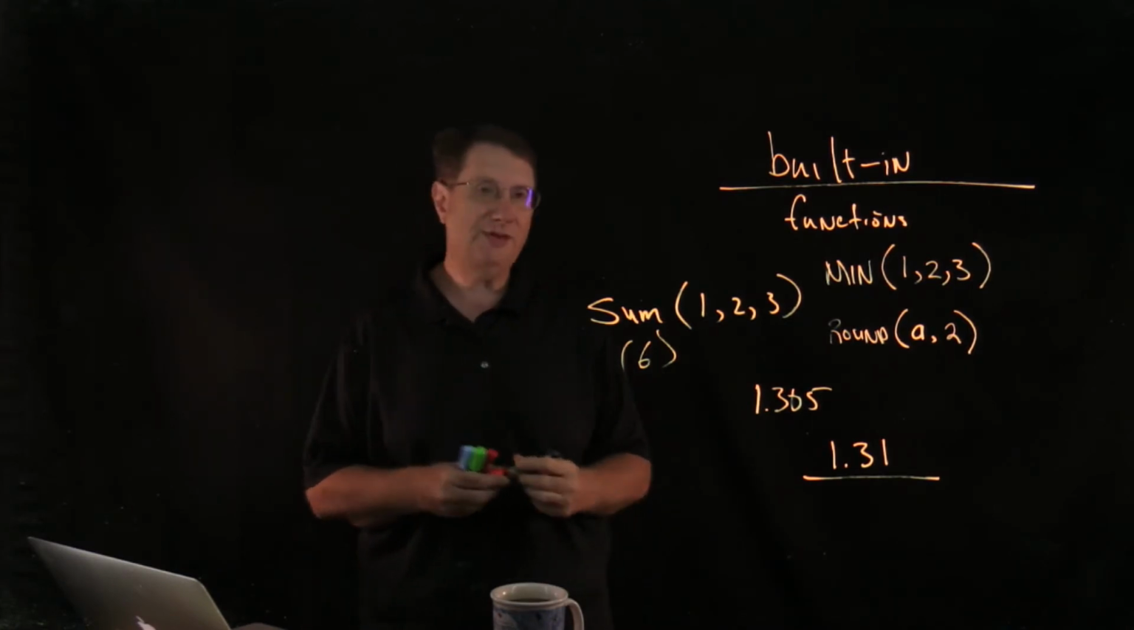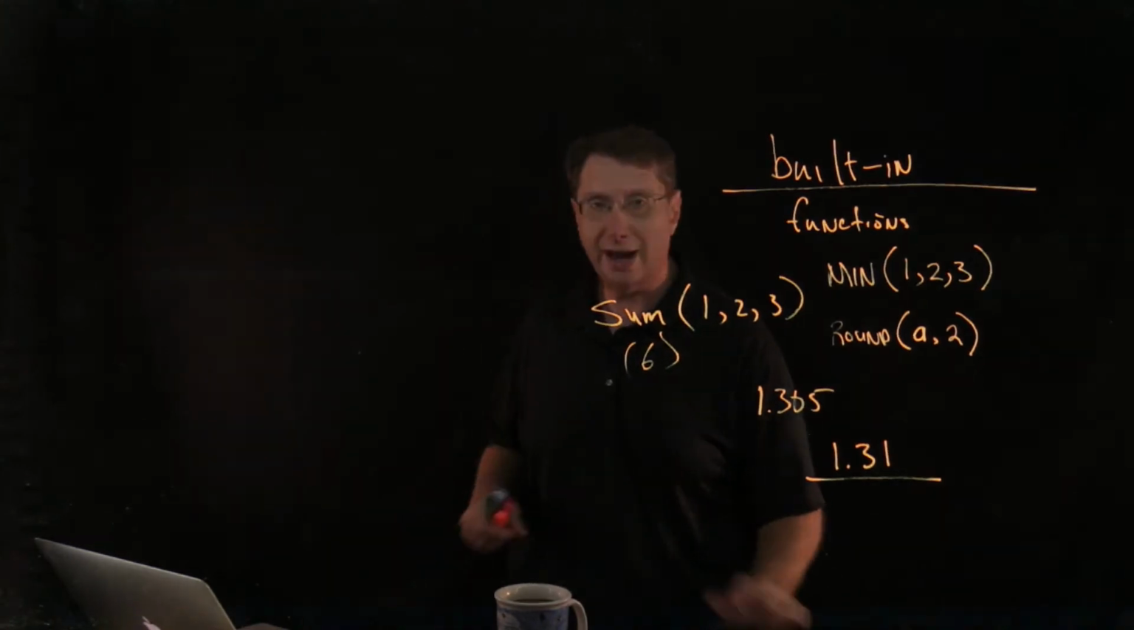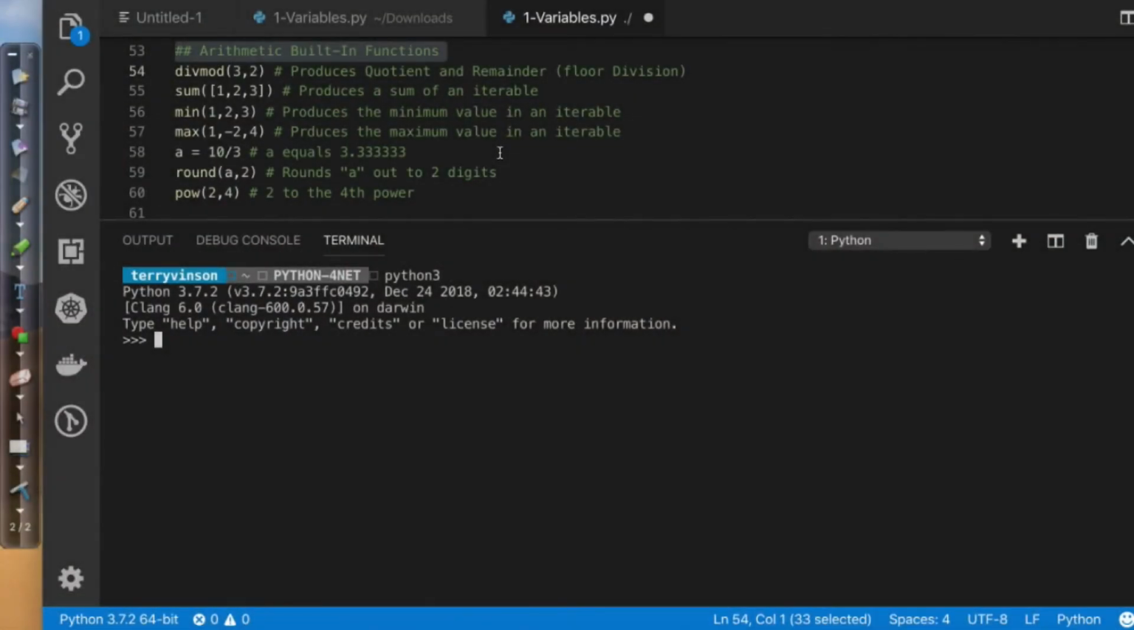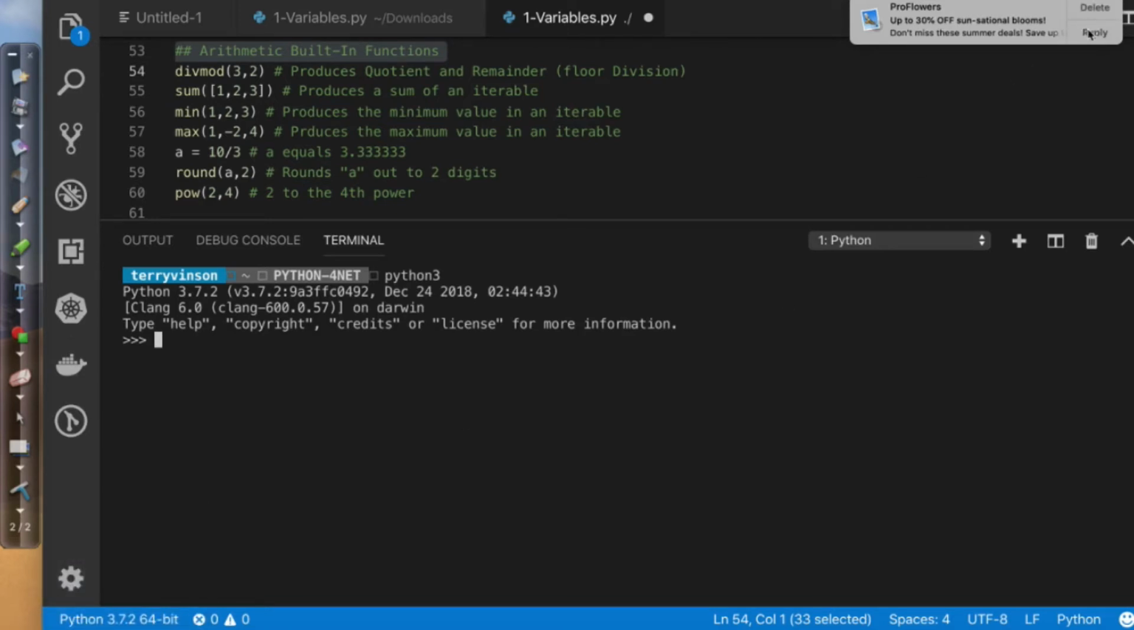So looking at the way things come together, let's look at the built-in functions that I want you to know in the context of this class. Again, it's going to be in that variables.py file under arithmetic built-in functions. So we see here that we have a number of them. Let me go ahead and get rid of my mail here so we're not getting pelted with all kinds of requests.